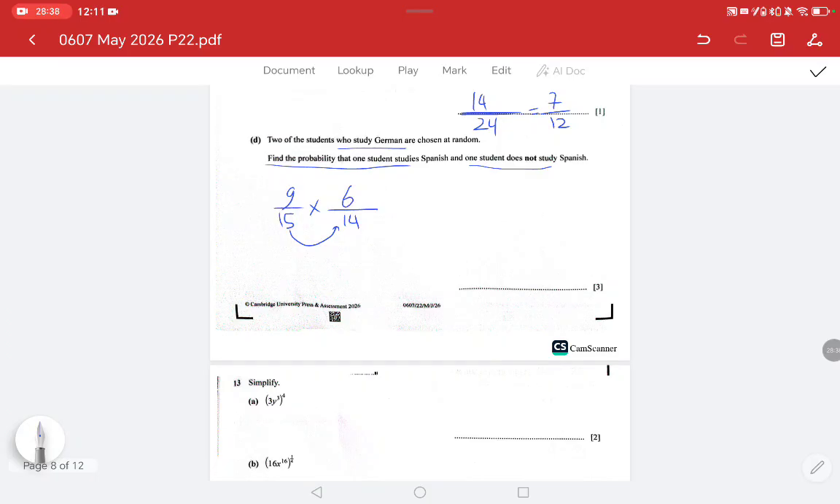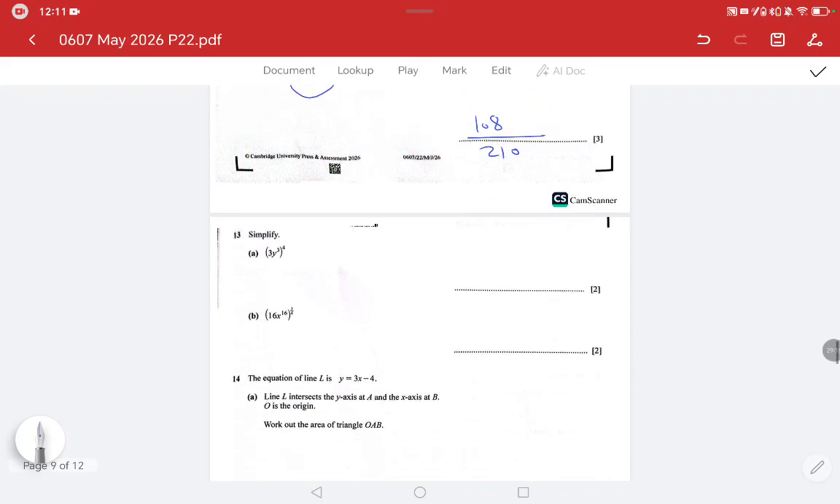Now the question is, this is 2 different arrangements: study Spanish, doesn't study Spanish. So maybe study first and not study second, or not study and then study. So it's 2 different arrangements, so multiply by 2. Don't leave it like this in the exam. You have to calculate the fraction and write the final answer. The final answer should be 108 over 210, or simplify, but you don't have to simplify. It's not a calculator paper, don't waste your time.